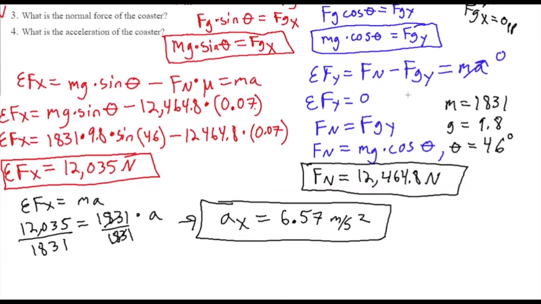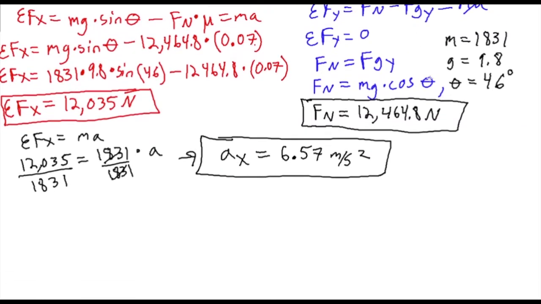Since this is the first problem, I do want to take this time just to show you guys something really quick. If we solve for it with variables, we can really see how mass on an incline is going to impact acceleration.